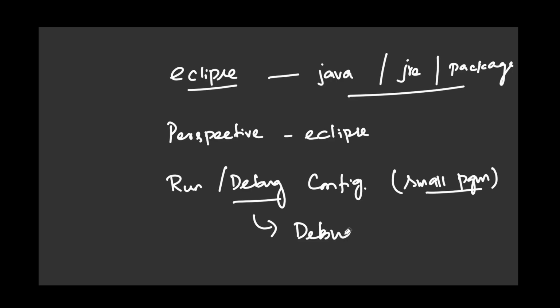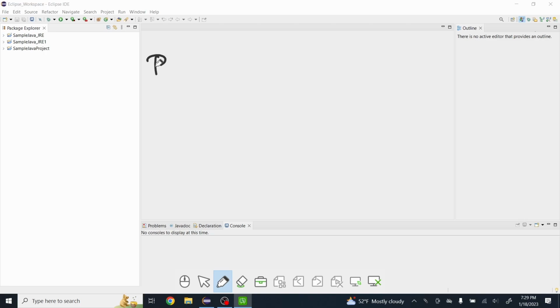Say, for example, how we normally do debugging in Eclipse. We will use the same sample program and try the debug option. So with that said, I am going to move to Eclipse now and walk you through the perspective and then the run and debug configuration options. First we will discuss perspective.